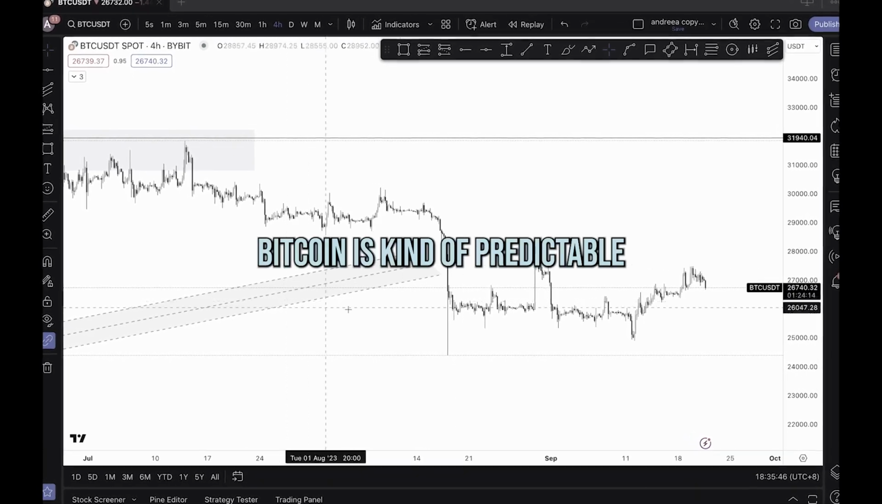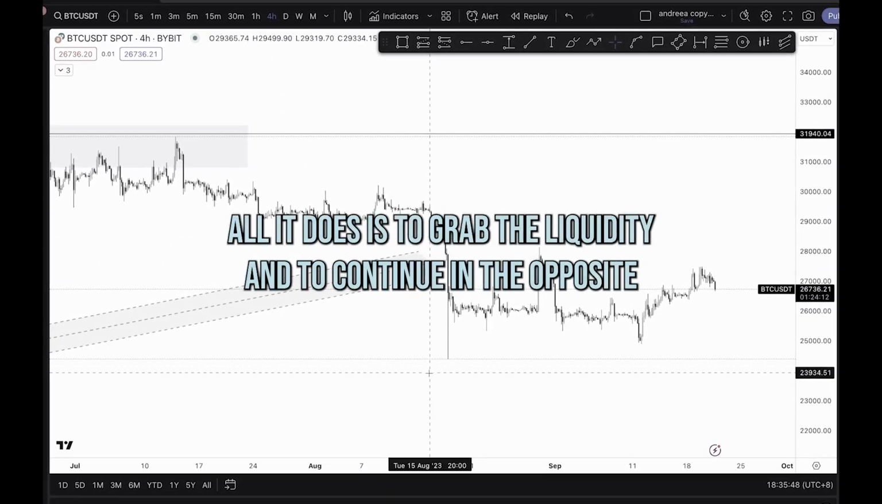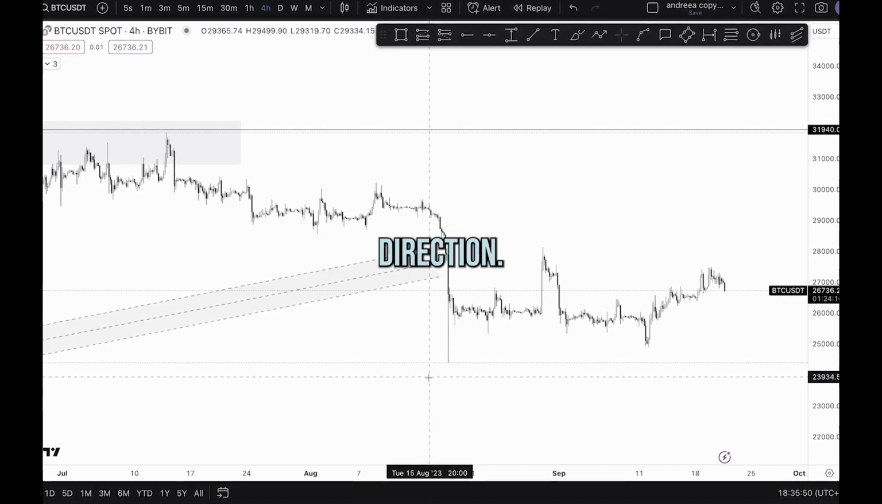Bitcoin is kind of predictable. All it does is to grab the liquidity and to continue in the opposite direction.